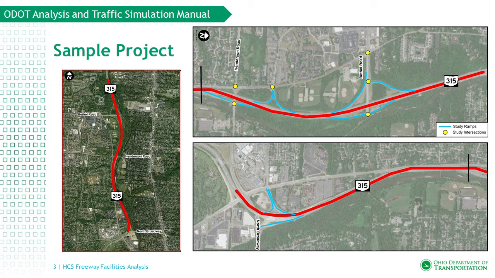The study area includes the State Route 315 corridor from north of the Bethel Road interchange to the northern ramps at the North Broadway interchange. For the purpose of this training module, only the northbound direction will be modeled in HCS. Similar steps and processes can be used to analyze the southbound direction. The HCS files must be separated by direction, so in this case, there would be one Freeways Facilities file for the northbound direction and a second Freeway Facilities file for the southbound direction.